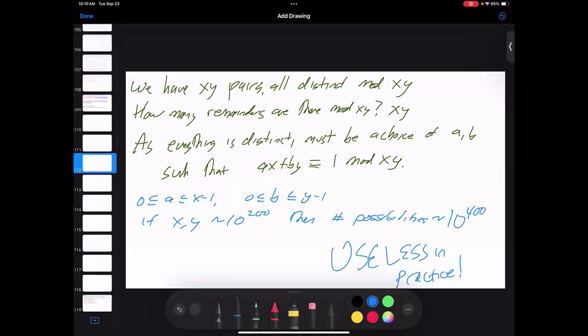This is a terrific example of an existence proof. We have proved that an A and B exist, and I've given you an algorithm to find them. But you could have to check on the order of 10 to the 400 pairs before you find the one that works. And that's just not practical.